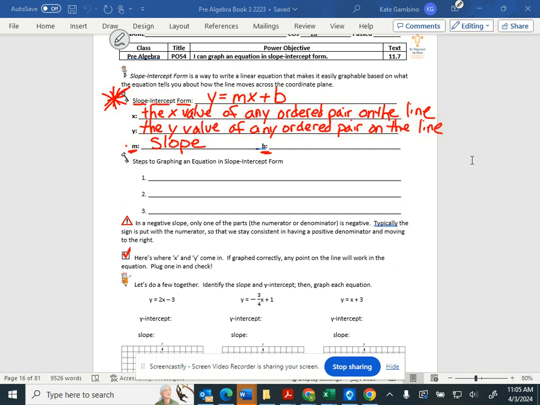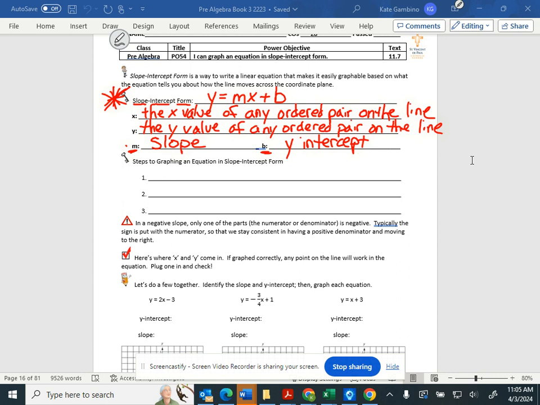The b, who remembers what the b is from yesterday's equation? The y, nope. The y-intercept. So we learned about that y-intercept in our last two objectives, right? We learned about the slope in the last unit. We know the x and the y values. We're just putting them all together. So it's stuff that we've already learned, putting it together in the slope-intercept form.